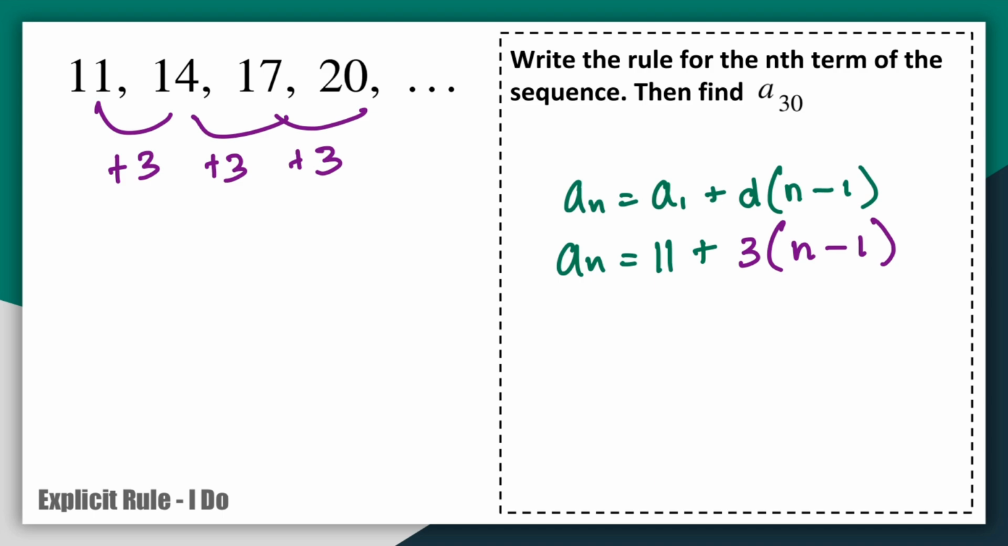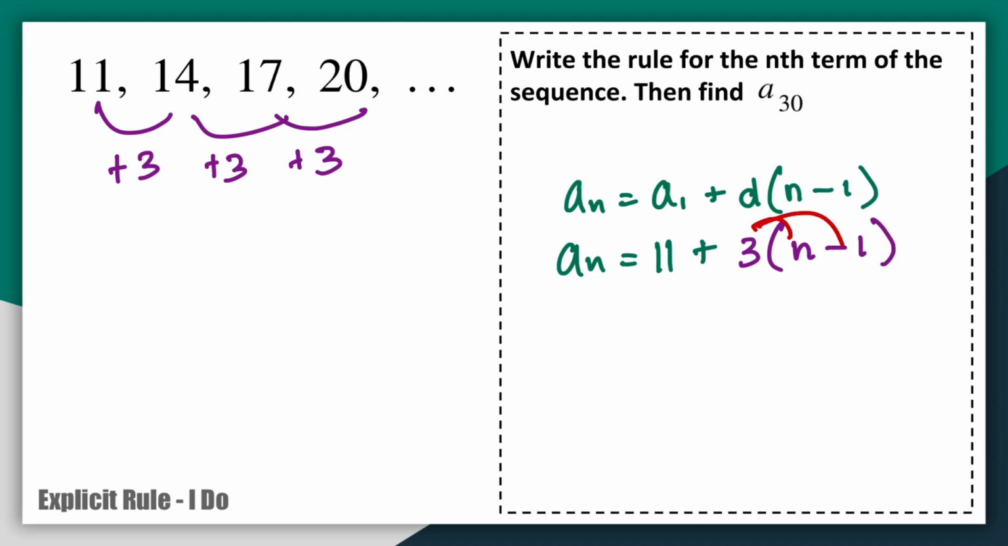Now you could plug in 30 for n, okay? But this would be doing more work than you have to, especially if you have to find multiple terms, right? Because then every time you plug in a number here, you will have to subtract 1, then multiply by 3, right? So why don't we just simplify this so that when we do plug in a number, we're doing the least amount of work possible, okay? So let's simplify before plugging in our 30.